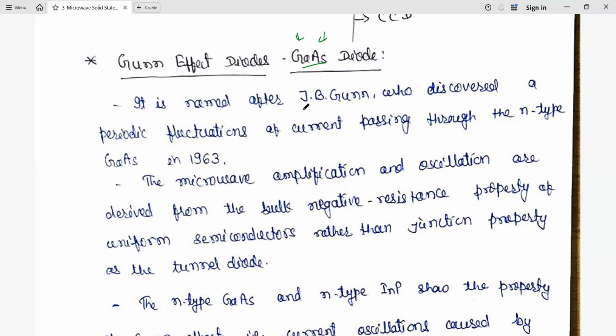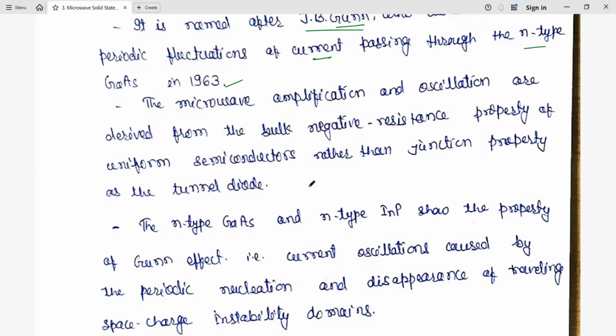The effect was discovered by J.B. Gunn, and on his name it is called the Gunn effect, and later we will see the Gunn diode. What he discovered is that there is a periodic fluctuation of the current when it passes through N-type gallium arsenide. This was discovered in 1963. Later we will see how this fluctuation provides oscillation in the Gunn diode.